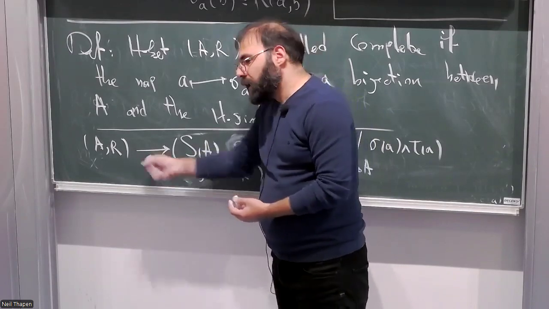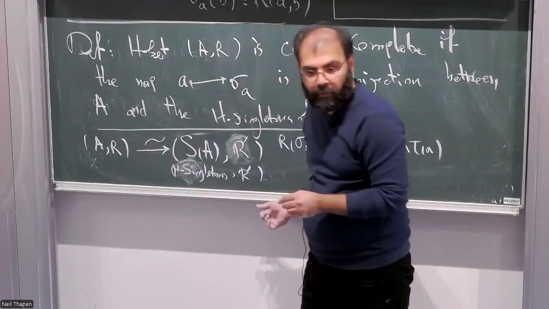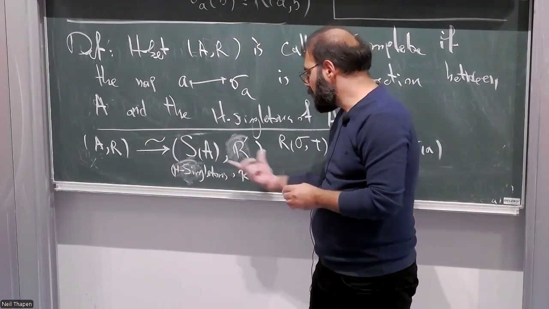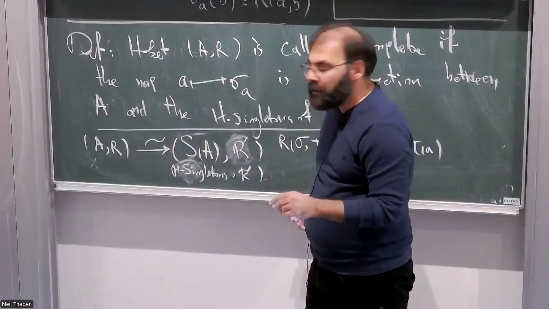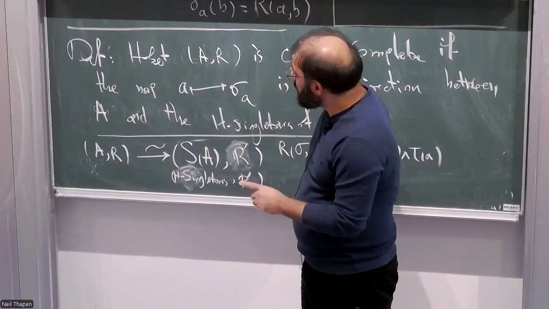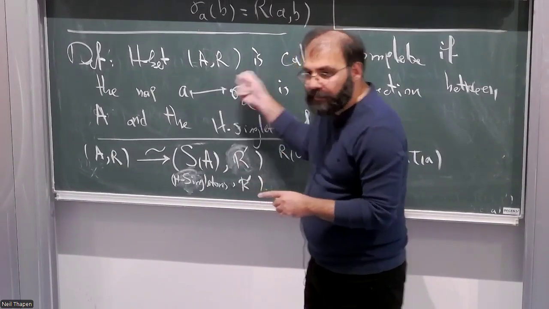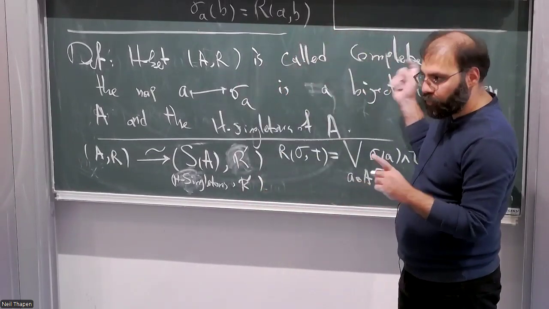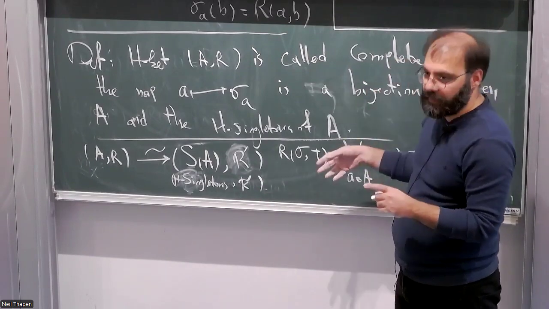The second is that this map is an isomorphism. But the second is not that hard. The first is kind of messy. But anyway, the point is that any H-set is equivalent to a complete one. Up to isomorphism, you can just assume that everything is complete.